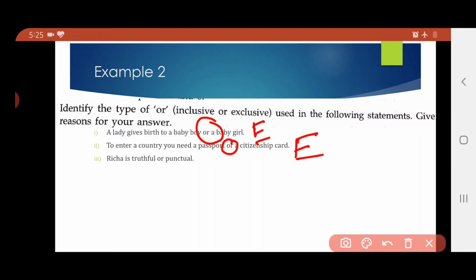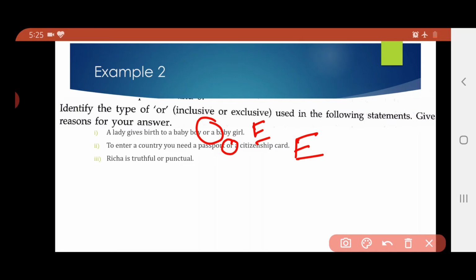Then the last one, Richa is truthful or punctual. Now this can be a little bit debatable, and this can be controversial as well, because a person being truthful need not be punctual, and obviously a person being punctual need not be truthful. But here, for the sake of the fact that one person who is truthful, having this one good quality, can also have the other good quality as well, because a person being truthful can definitely be punctual, because both the conditions can happen to one person.